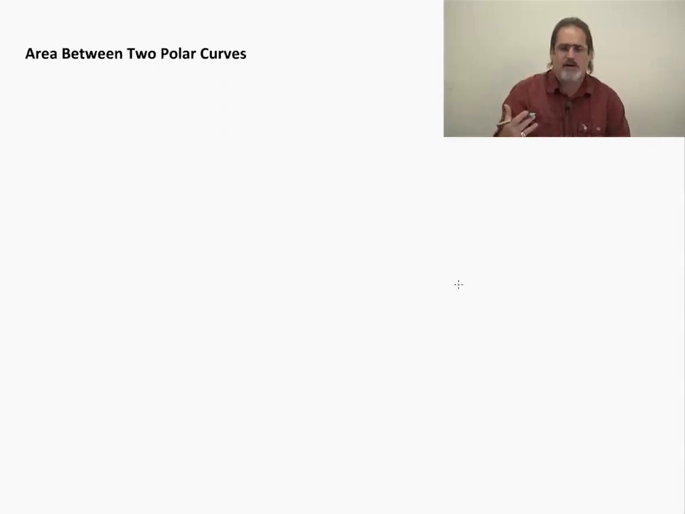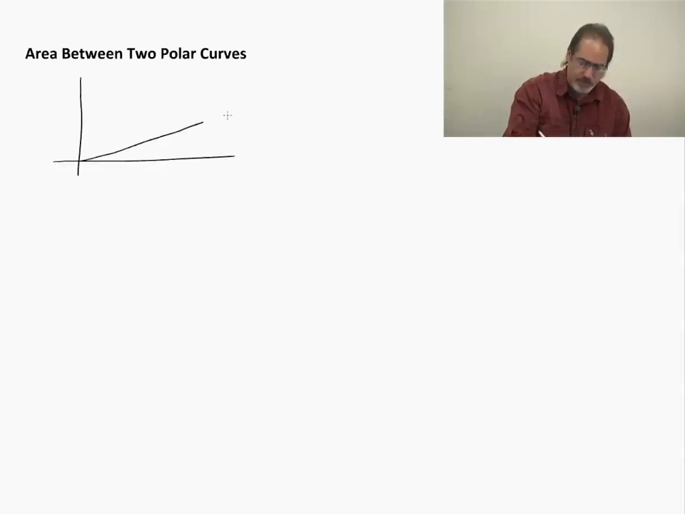Now that we know how to find area under a polar curve, the next logical thing to do is take a look at the area between two polar curves. So let's take a look at a quick polar graph. Let's say I'm interested in the area between theta 1 and theta 2.